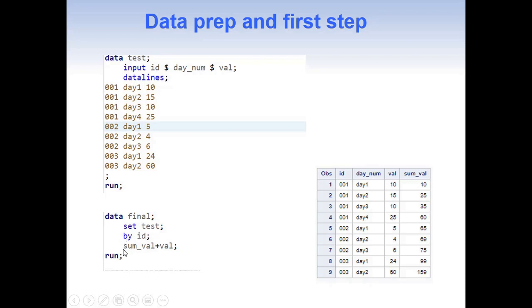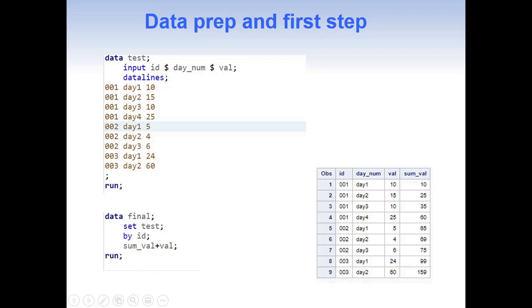I have made a very detailed video on sum statement and I will leave the link for the same in the description below. What this does is it creates a new variable sum underscore val and this will have the cumulative total. That means it will have total of 10 plus 15, 15 plus 10, and you can see the result in here. You have cumulative totals.